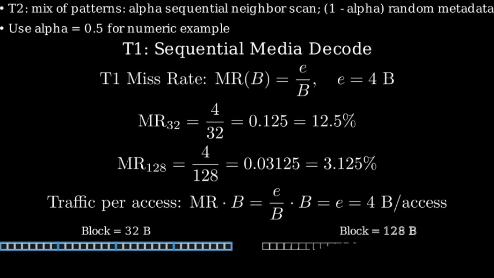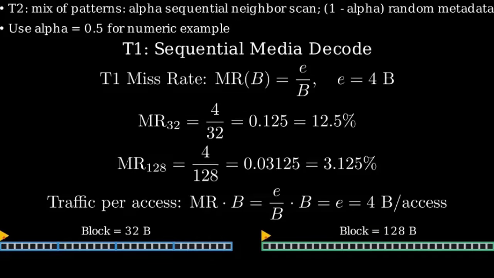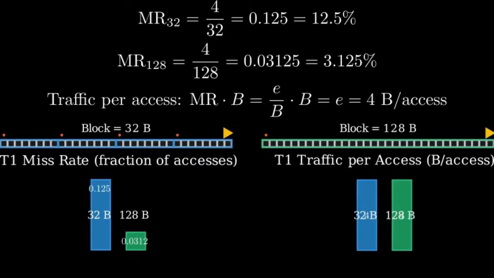Let's see it graphically. On the left is 32-byte blocks. On the right is 128-byte blocks. We visualize 32 words. Each word is 4 bytes. As we sweep left to right, a miss happens when we enter a new block. Notice that for 32-byte blocks, we miss every 8 words, while for 128-byte blocks, we miss only every 32 words. Summarizing T1, the miss rate is lower for larger blocks, but bandwidth per access is the same, because all fetched data is used. Here are the bars for miss rate and traffic.